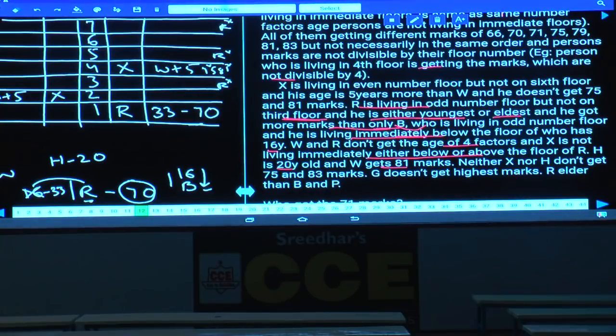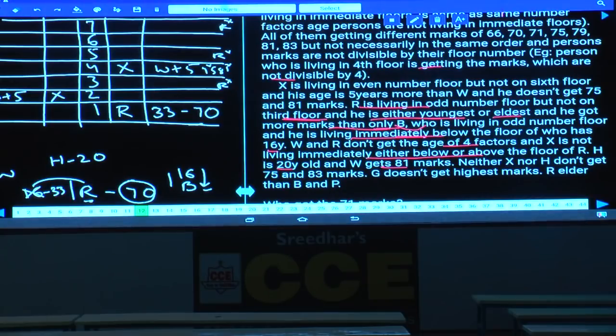As H is 20 years old, hence now sir, the ages are 20 and 16, and what is the other number here? And 32. These three must be in the alternate places. As 70 is fixed here, hence on the 2nd floor, 4th floor, 6th floor, only these ages 16, 32 and 22 must be there, isn't it? 16, 32 and 22.